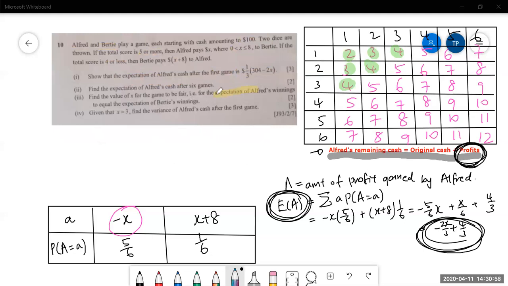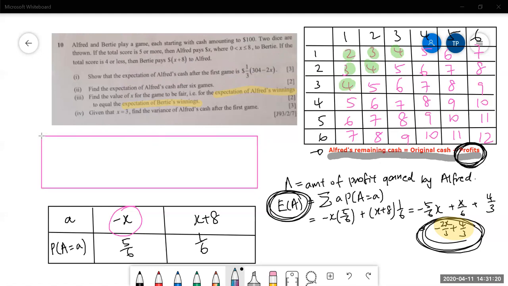the expectation of Alfred's winnings, which is over here, must be equal to the expectation of Bertie's winnings. So we already know the expectation of Alfred's winnings. So the expectation of Bertie's winnings would have to be the other way around, right?